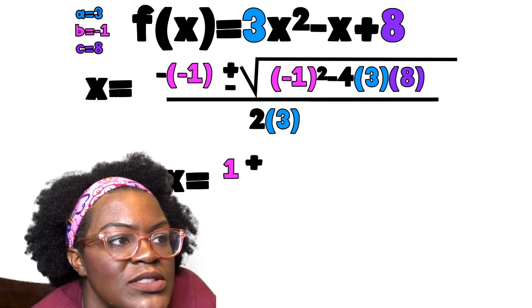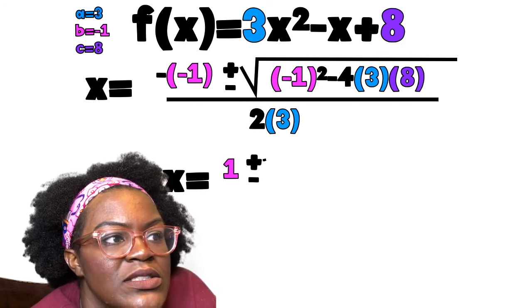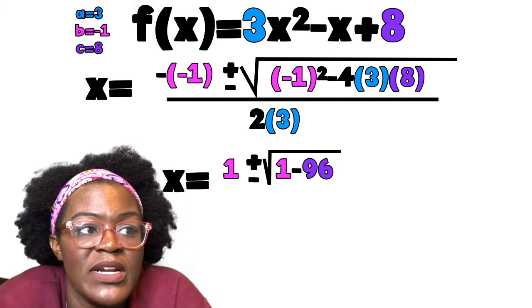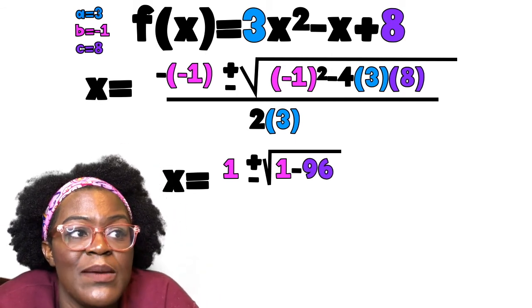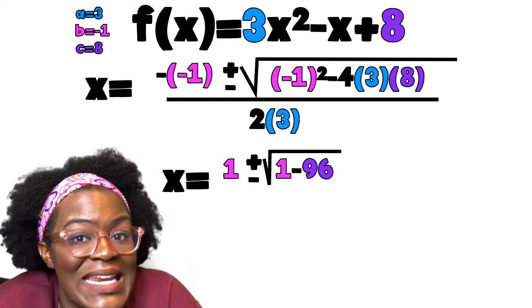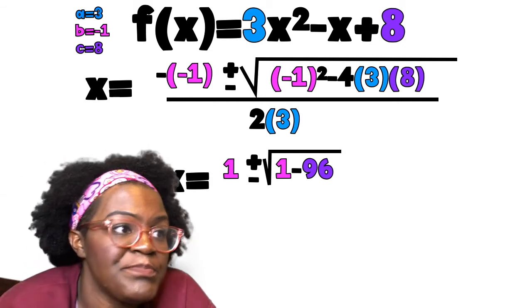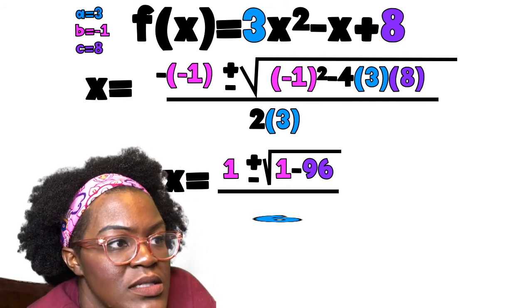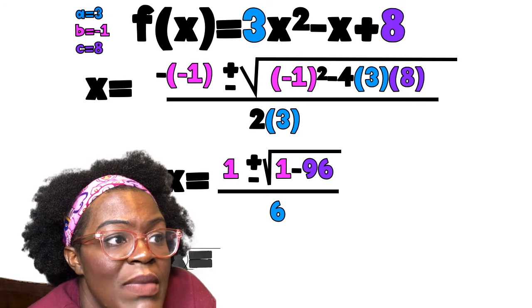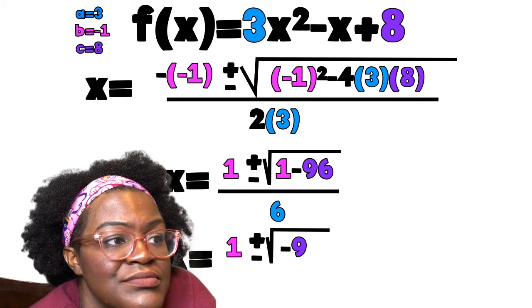and do 1 plus or minus the square root of 1 minus 96, because negative 1 squared is positive 1, and then negative 4 times 3 times 8 gives me a negative 96, so that's why it's 1 minus, because minus and negative are the same, remember? Over 6. So I'm going to simplify 1 minus 96, and that's going to give me negative 95.